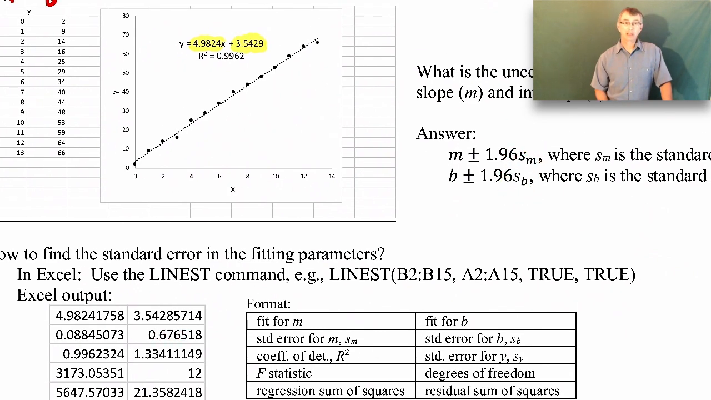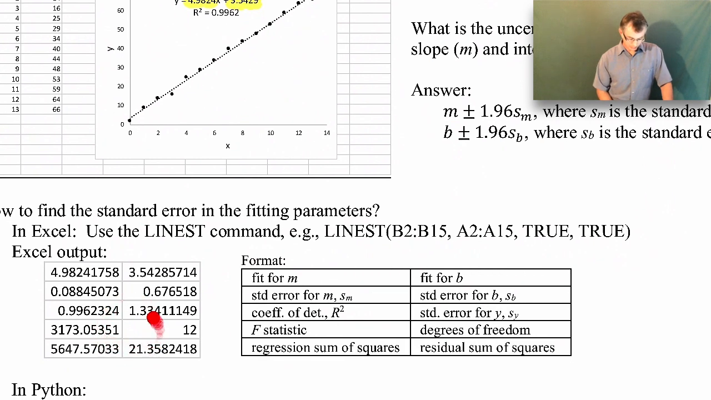So you can get this information from Excel. And then there's some other statistical information that we won't worry about. You can ignore these things. They're not useful for us at this point.